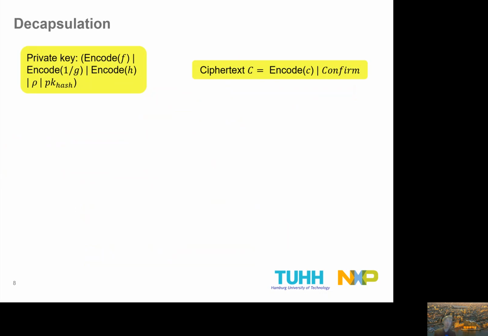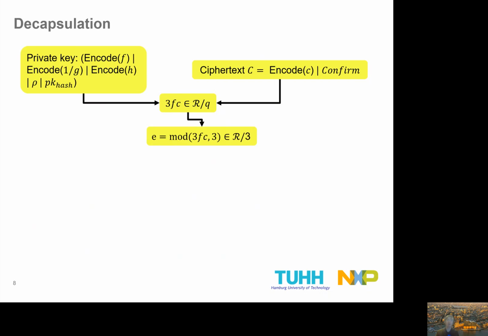For the decapsulation, of course, we have the private key and a ciphertext, which we receive. We first take the polynomials C and F and multiply them, and multiply that again by 3 in RQ. Of this resulting polynomial, we then take each individual coefficient modulus 3 to obtain the polynomial E, which is then in R3.